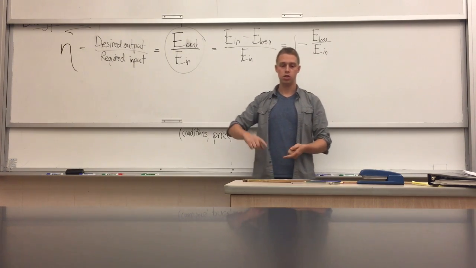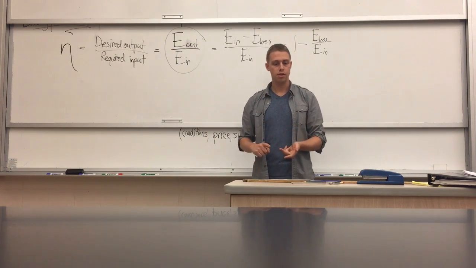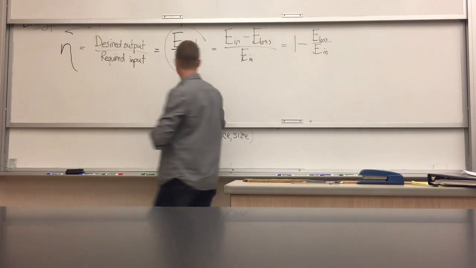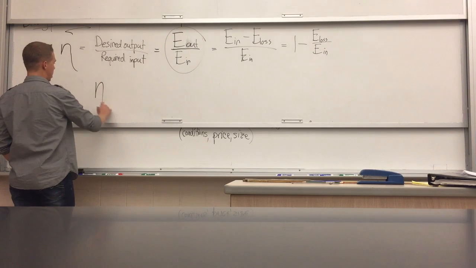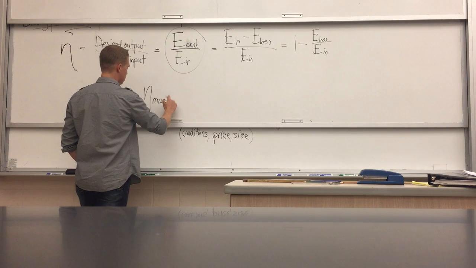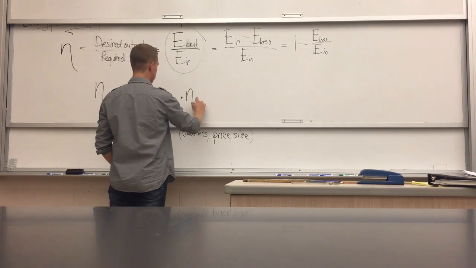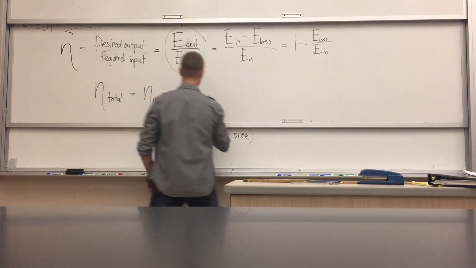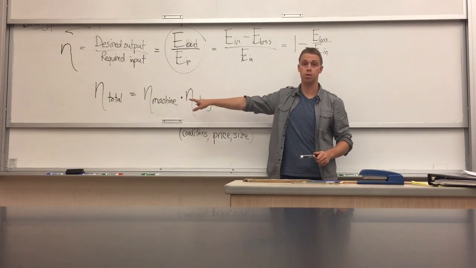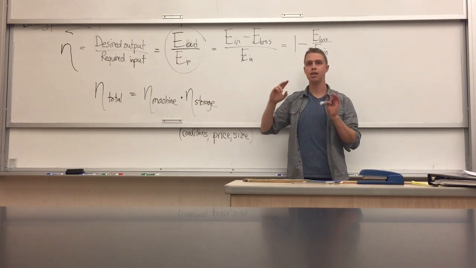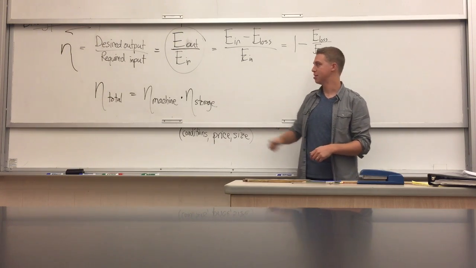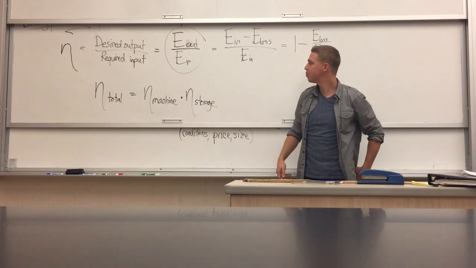If I want to know what's the efficiency of my machine plus the efficiency of my storage unit, what I do is eta total equals eta machine times eta storage. Okay, I multiply the two numbers to add them. I say adding, and I do multiplication. I know it's confusing, but this is actually how this works, all right?